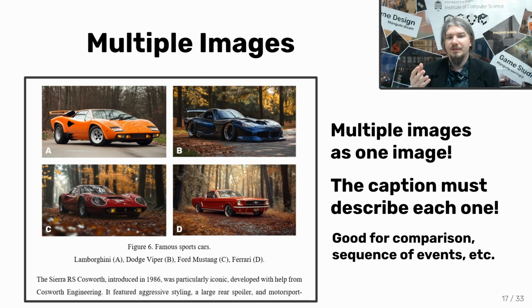Using these multiple images and labeling them, let's say A, B, C, D, is very good to show, let's say, 4 different elements that are good to view together, or maybe a sequence of events. Maybe you're trying to illustrate some game mechanic and you have A, first the player does this, B, the player does a second thing, and C, the player does a third thing. So you can illustrate this sequence of events, these frames or screenshots of the player doing something in a sequence, in a single figure. But of course, your caption should describe what is on the A image, what is on the B, and what is on the C.